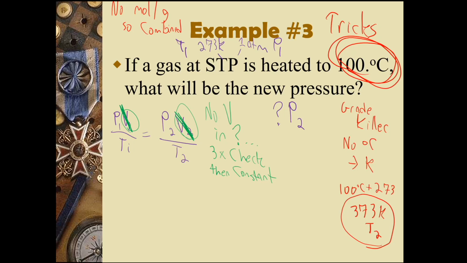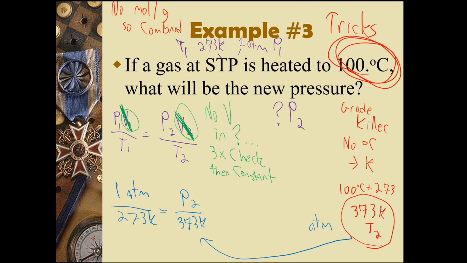So let's plug in our numbers. We've got our P1 is 1 atm. Our T1 is 273 kelvins. We do not know what P2 is. That's what we're looking for. And our temperature is 373 kelvins, which, if you recall, we got from converting Celsius. We do our unit trick. Atmosphere over Kelvin equals blank over Kelvin. It means our missing unit is going to be atmosphere. So now we don't have to worry about units.